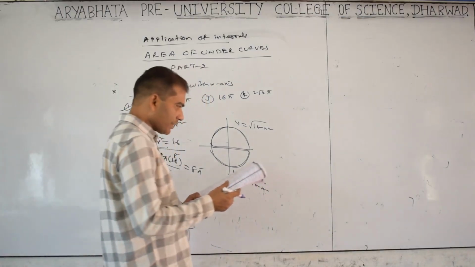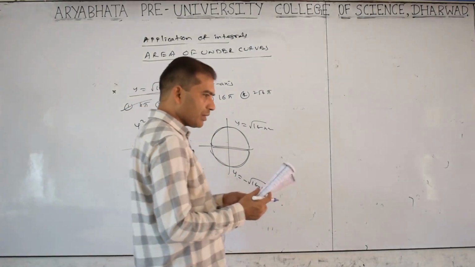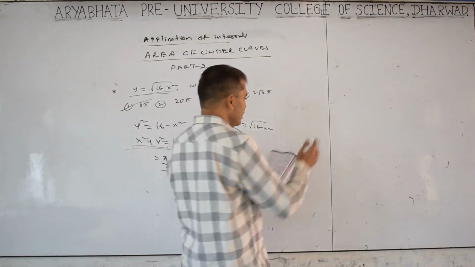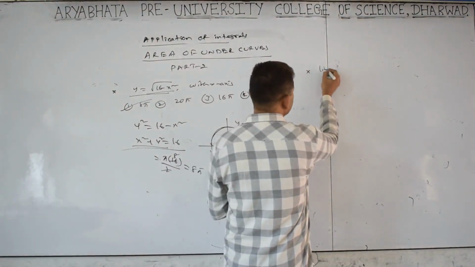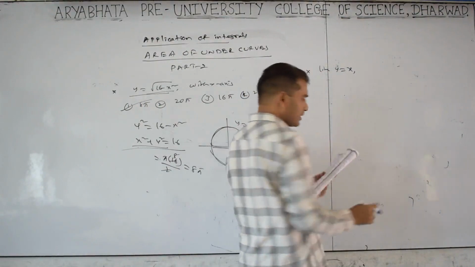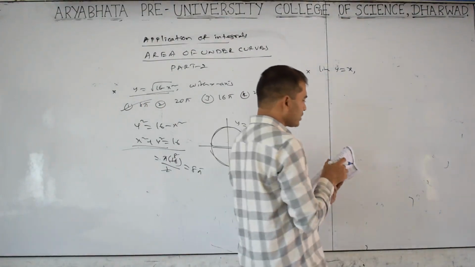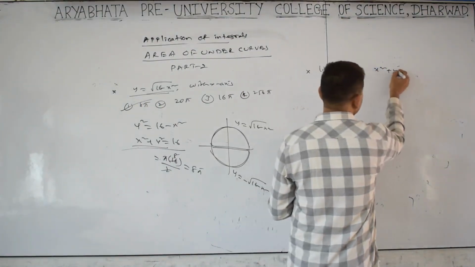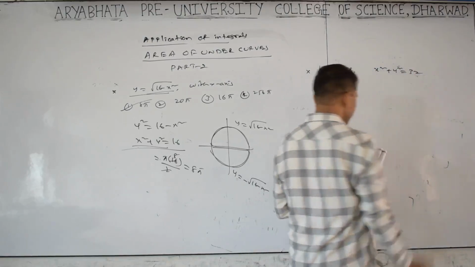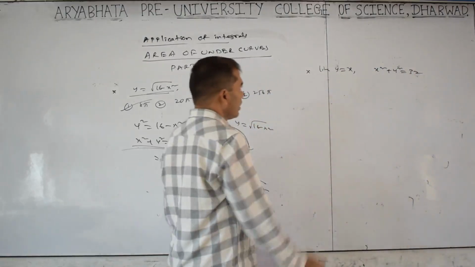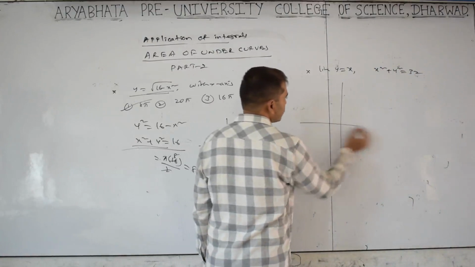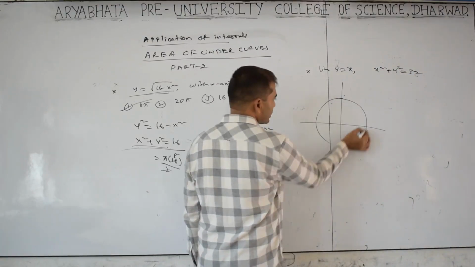Area of the region in the first quadrant enclosed by the x-axis and the line y is equal to x and the circle x square plus y square equal to 32. First draw the circle here. X square plus y square equal to 32 is the circle.